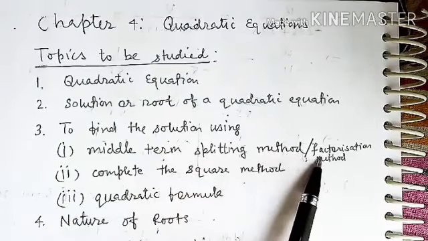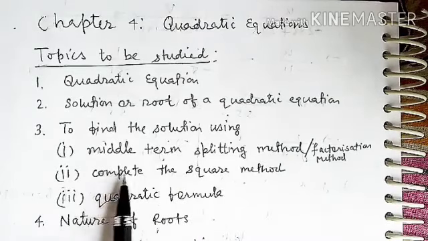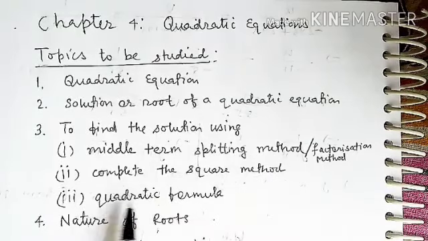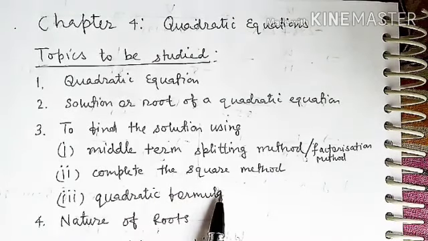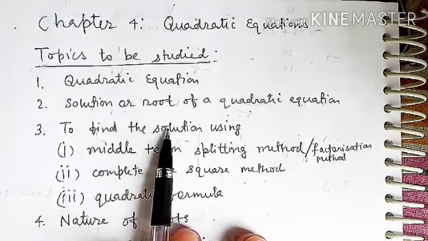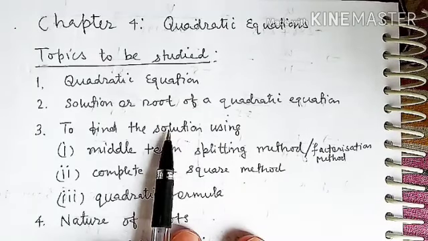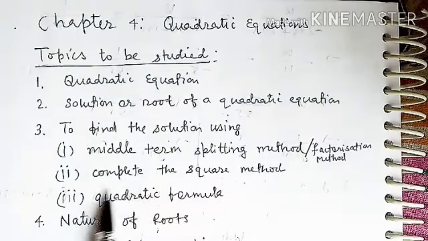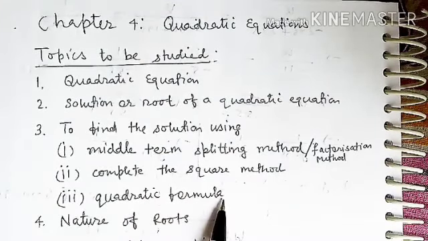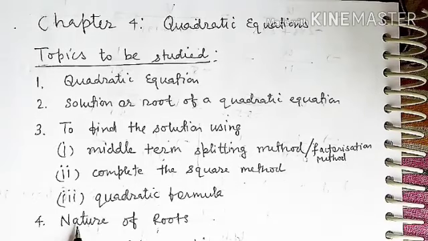This is used in the polynomial chapter also. Complete the square method and quadratic formula. These are three ways to find the solution of the given quadratic equation. In all these, the quadratic formula will be faster and applicable in every type of quadratic equation. At the last, we will study the nature of roots.